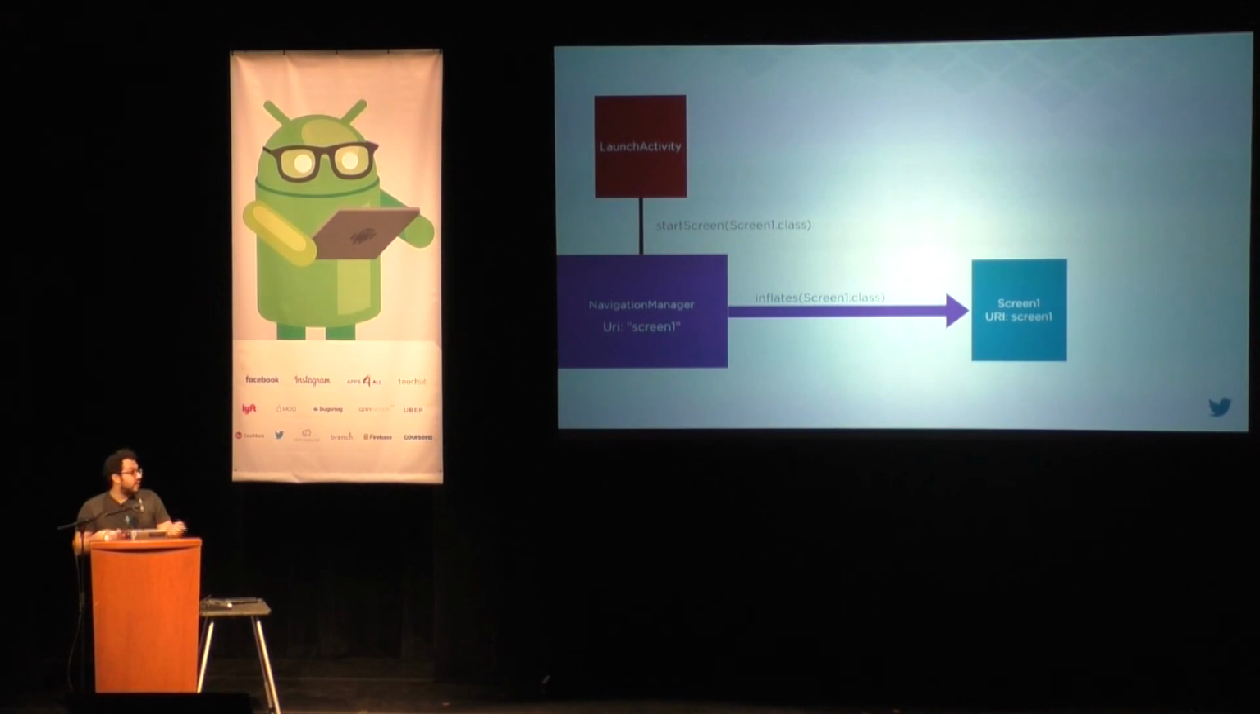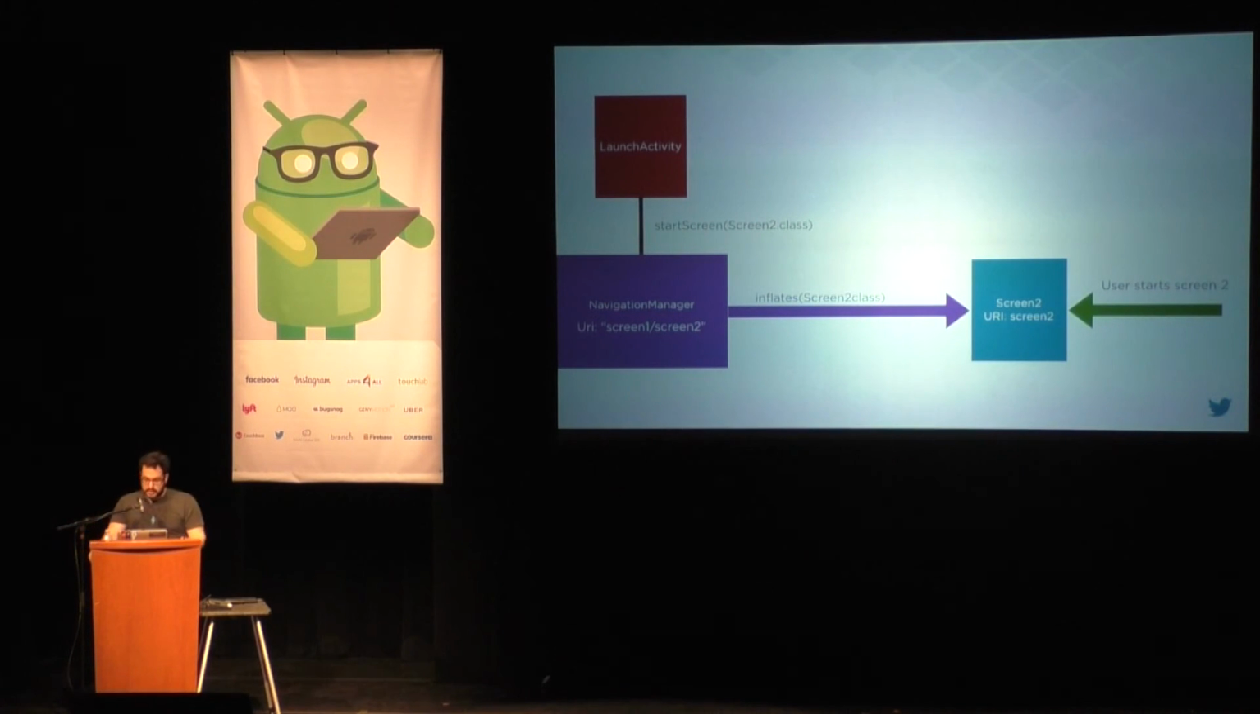Then the user interacts with that screen, and that starts screen number 2. The launch activity is going to get that event, and the navigation manager will append that and start the new screen. It's as easy as that, okay? So you can use fragments, but you can use your own stuff. That's why we are professional developers. But we are done with fragments.